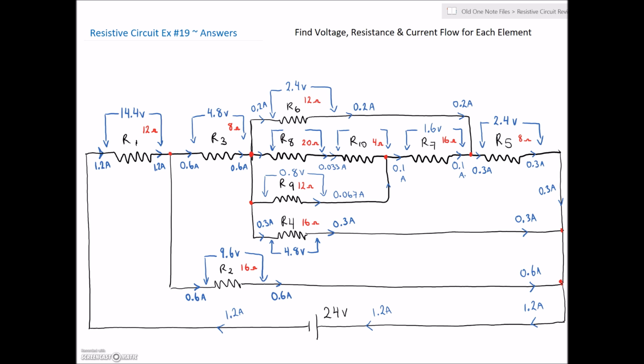So 0.033 amps times 20 ohms is going to give us 0.66 volts across R8. And then finally the voltage across R10 is going to be 0.033 times the 4 ohms, which gives us 0.132. Excellent. And if we sum those guys together, the 0.132 and the 0.66, they should sum to give us 0.8.